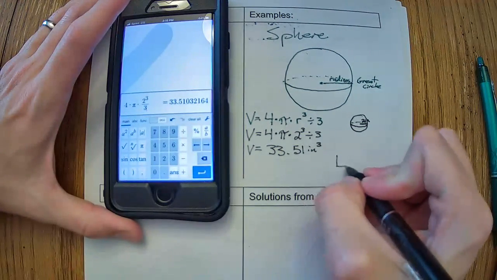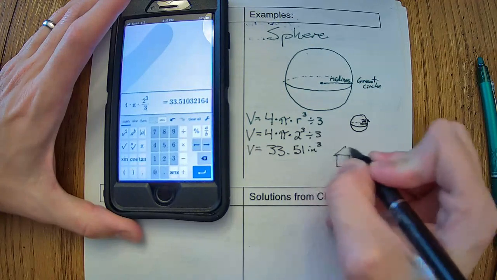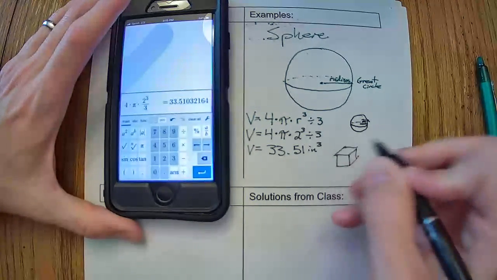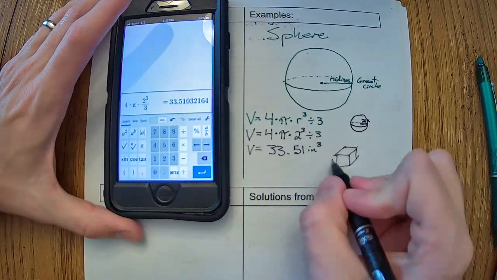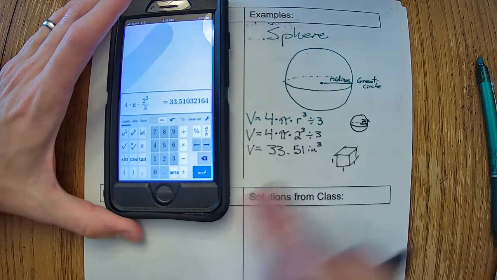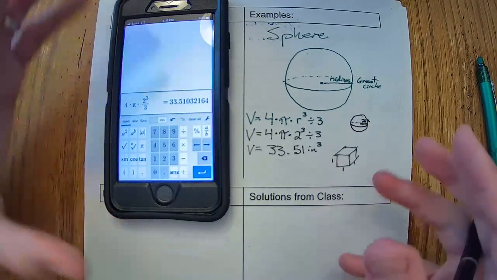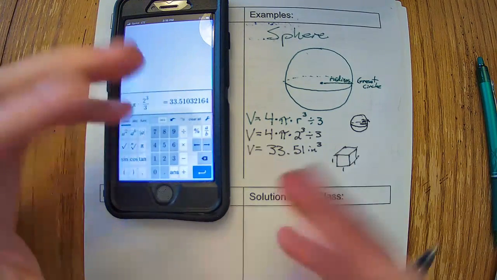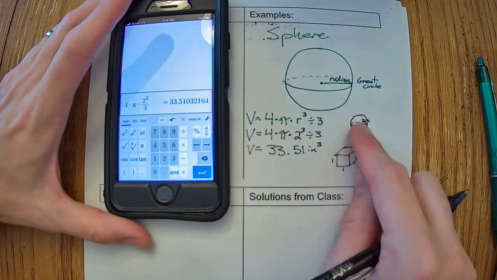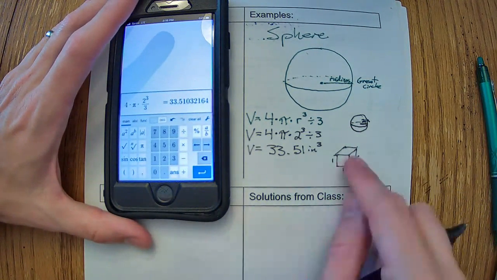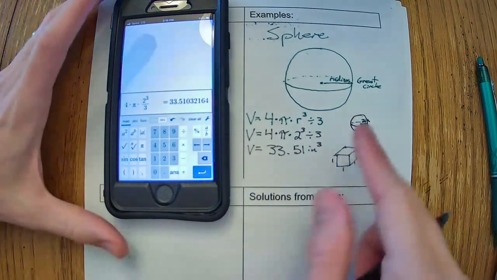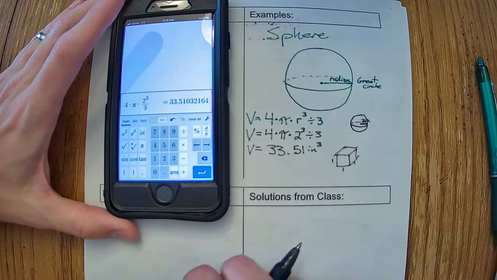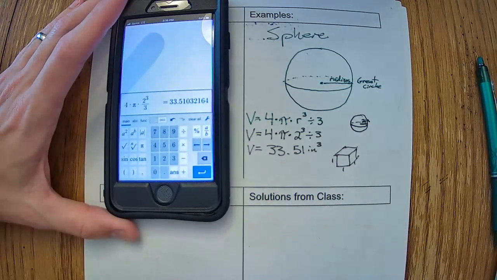So if we had roughly 33.5 of these cubes that all measured 1 inch by 1 inch by 1 inch, we could fit 33 of them into that softball, tennis ball, something along those sizes. Obviously, we'd have to squish some of them in there, cut a few of them up, but they would all fit, roughly 33.5 of them.